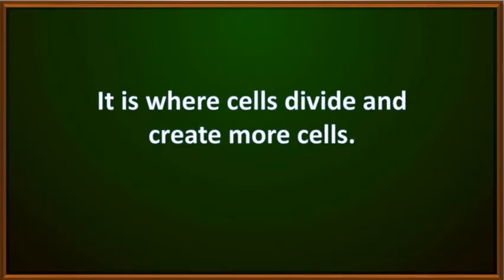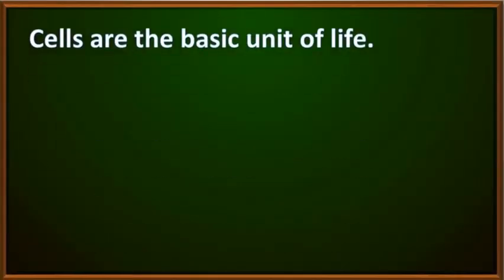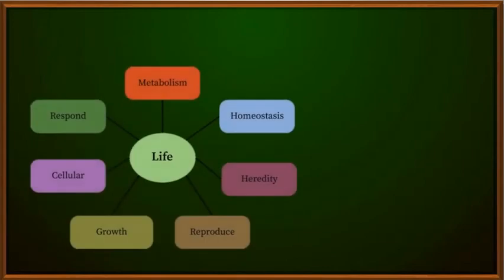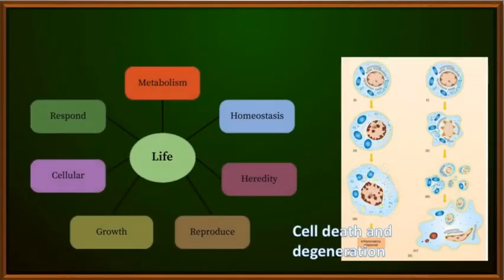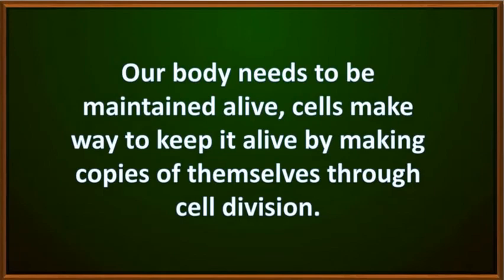Cells are the basic unit of life, and as the smallest entity in the body that is considered to be living, cells also exhibit all the characteristics of life as well as degeneration and death. And since our body needs to be maintained alive, our cells will make way to keep it alive by making copies of themselves through cell division before they degenerate.